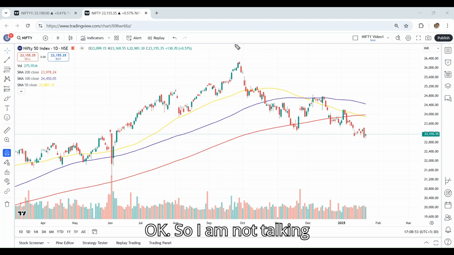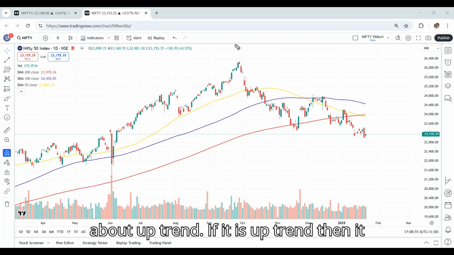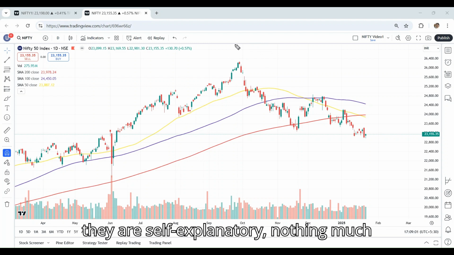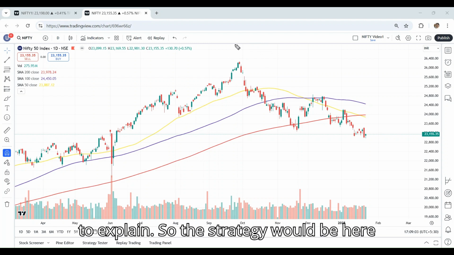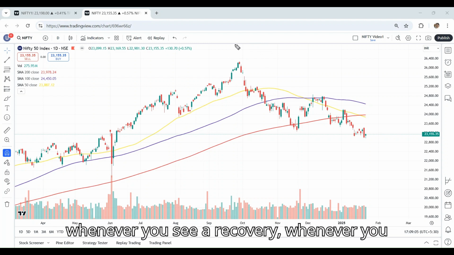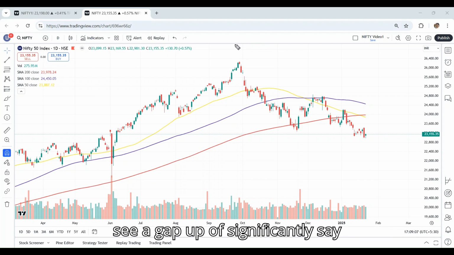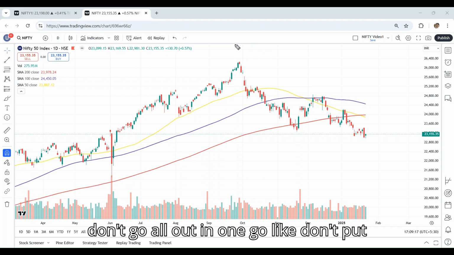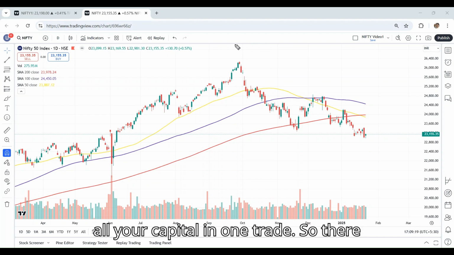I'm not talking about the uptrend. If it is an uptrend, then it is buy on dips. They're self-explanatory, nothing much to explain. So the strategy here would be: whenever you see a recovery, whenever you see a significant gap up of at least 100 or 150 points, it is better to go on the downside, and don't go all out in one go. Don't put all your capital in one trade.